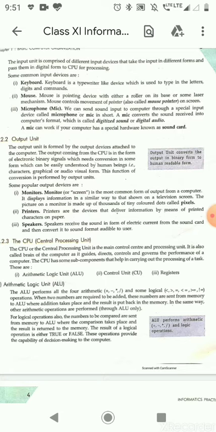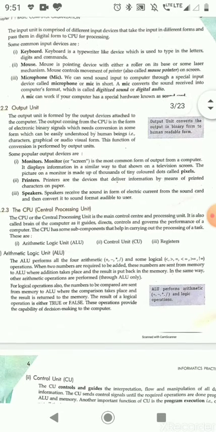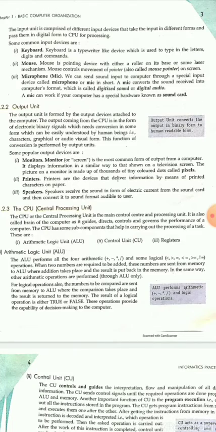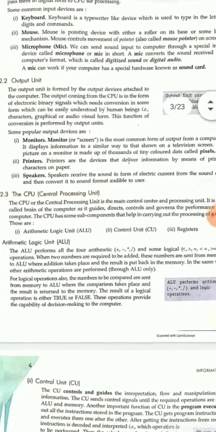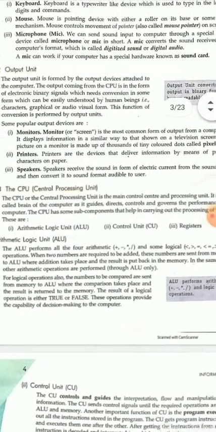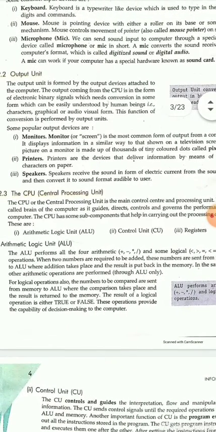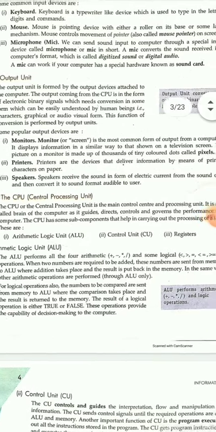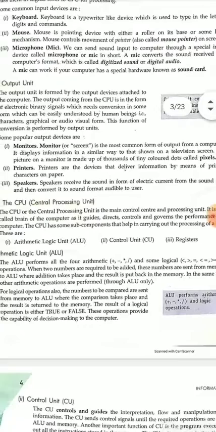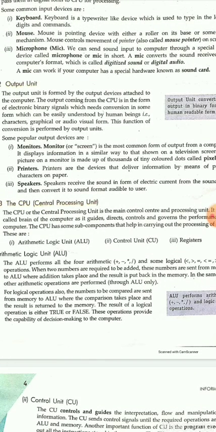Now the third one is CPU, known as central processing unit. The CPU or the central processing unit is the main center or control center and processing unit. It is also called the brain of computer, as it guides, directs, controls and governs the performance of a computer. The three basic parts of CPU are ALU, CU and register.